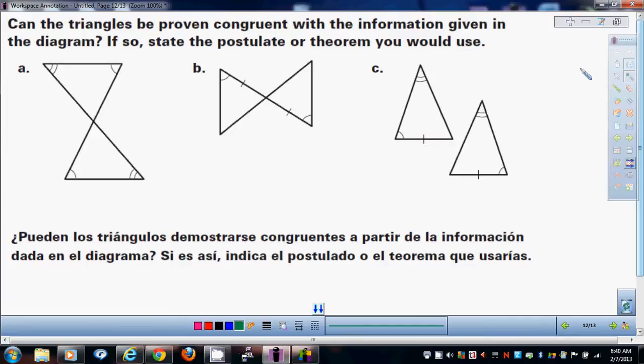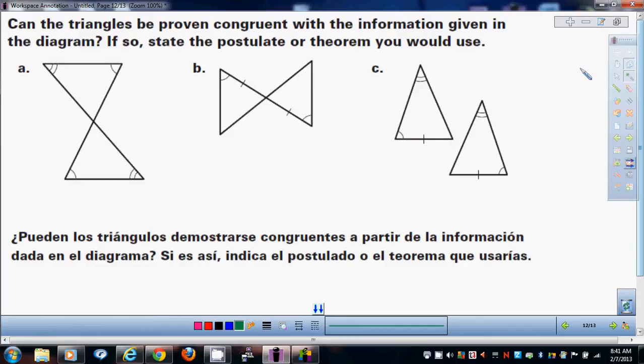Does it tell me any sides in this picture? No. Of all the theorems I showed you today, how many of them use no sides whatsoever? None of them. You're right. If you do not have a single side, you can't prove triangles are congruent.